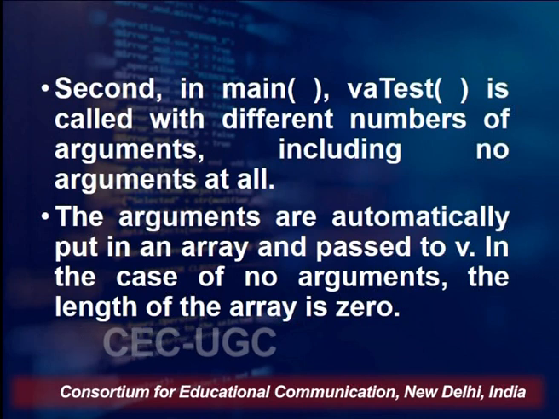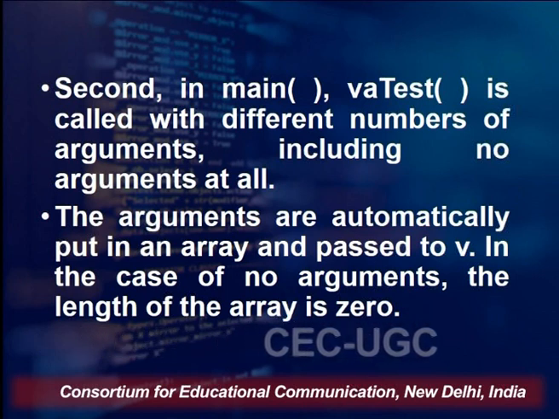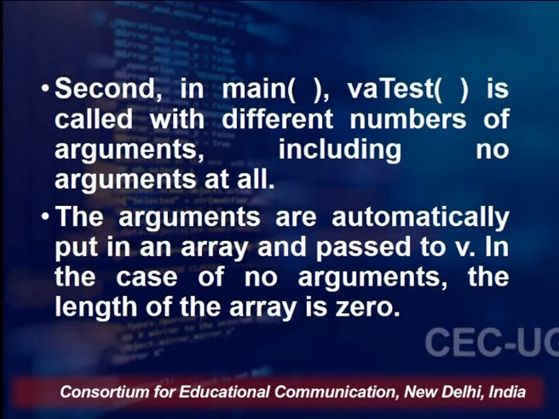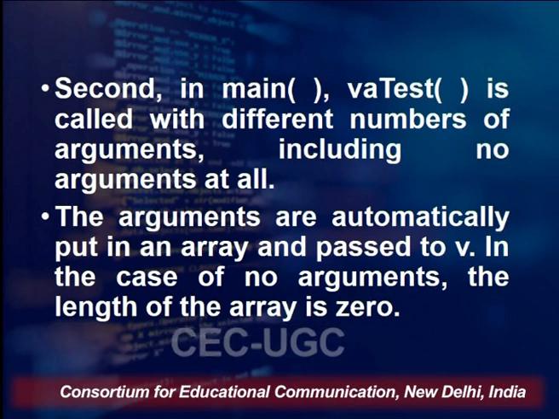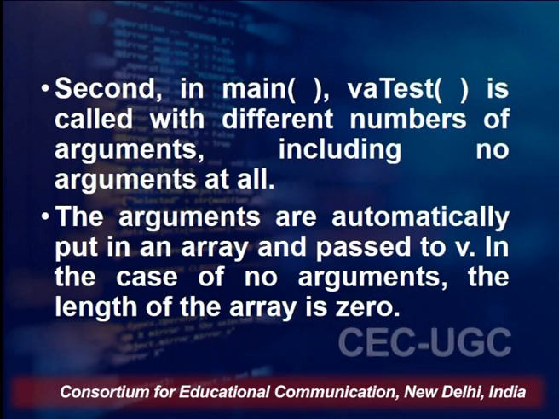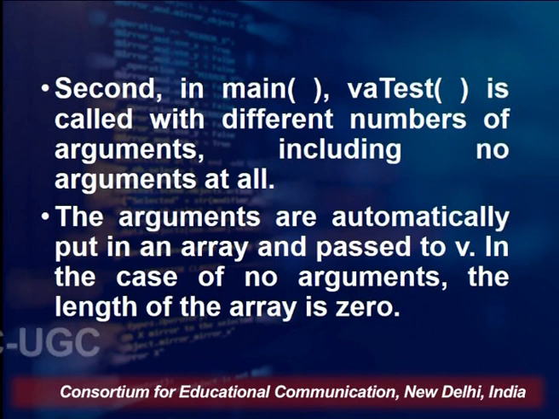Secondly, in the main function, this varTest is called with different numbers of arguments. It has no argument, it has one argument, it has three arguments, and these arguments are automatically put in an array and passed to v. In case of no arguments, obviously the length of that array will be 0.